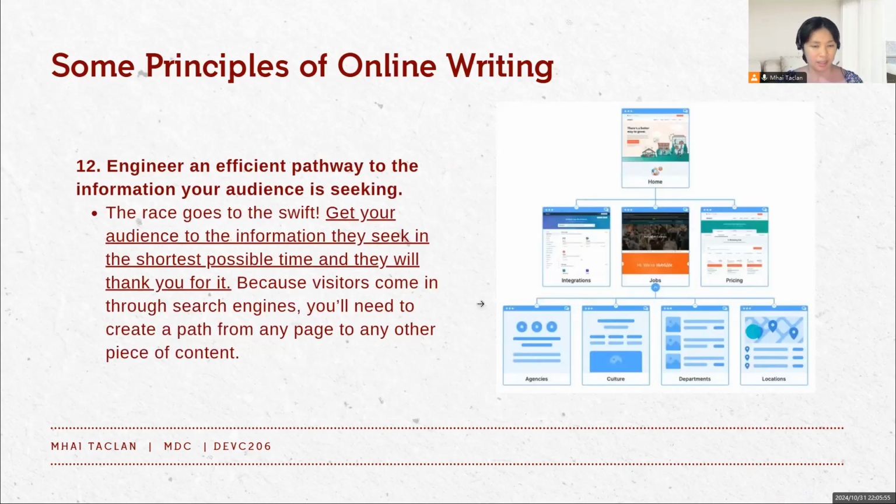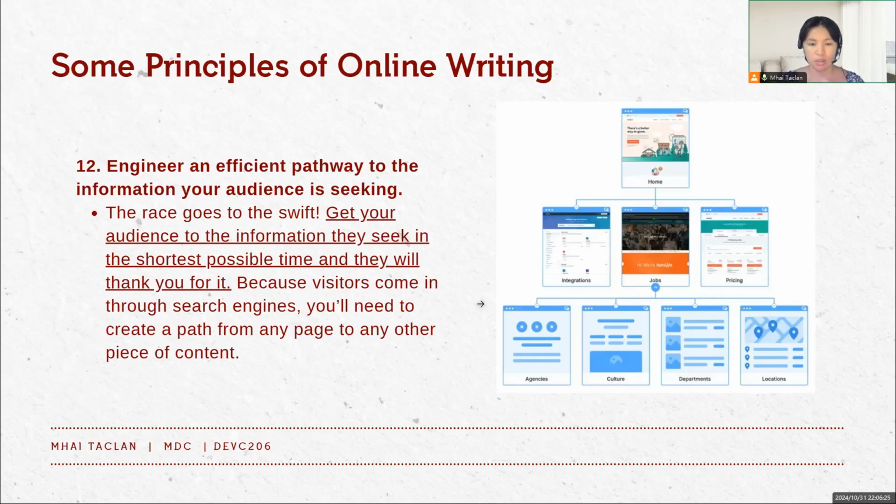Okay. The 12th one is to engineer an efficient pathway to the information your audience is seeking. Get your audience to the information that they're looking for in the shortest amount of time possible, and they will be thankful. According to a blog by HubSpot, planning out intuitive navigation on your site is important to help visitors find what they're looking for quickly.